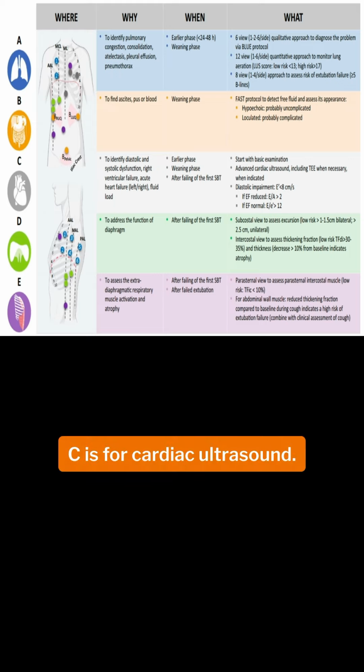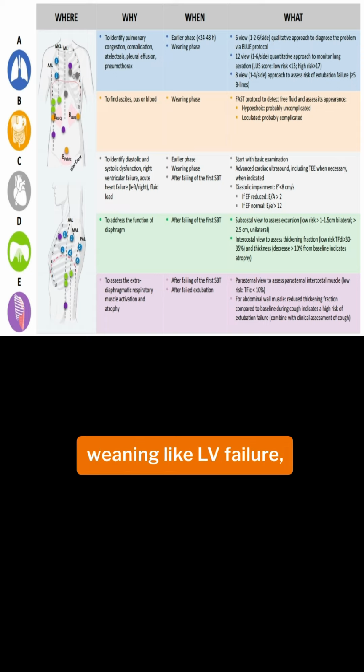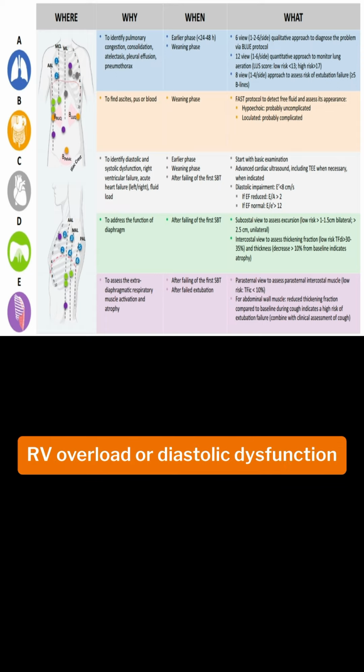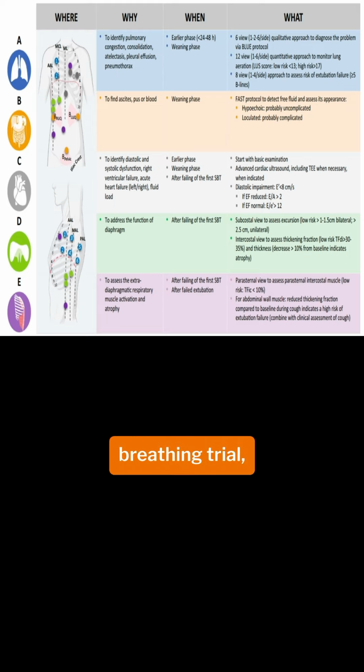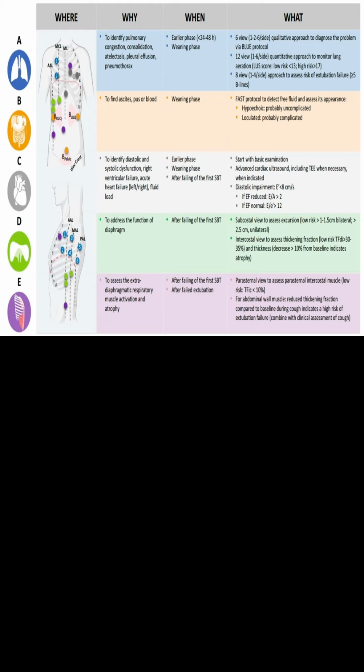C is for cardiac ultrasound. Why? Cardiac dysfunction is a major reason for failed weaning, like LV failure, RV overload, or diastolic dysfunction. When? Early on, during weaning, or after a failed spontaneous breathing trial. Start with a basic transthoracic echo. If unclear, escalate to advanced echo or TEE.